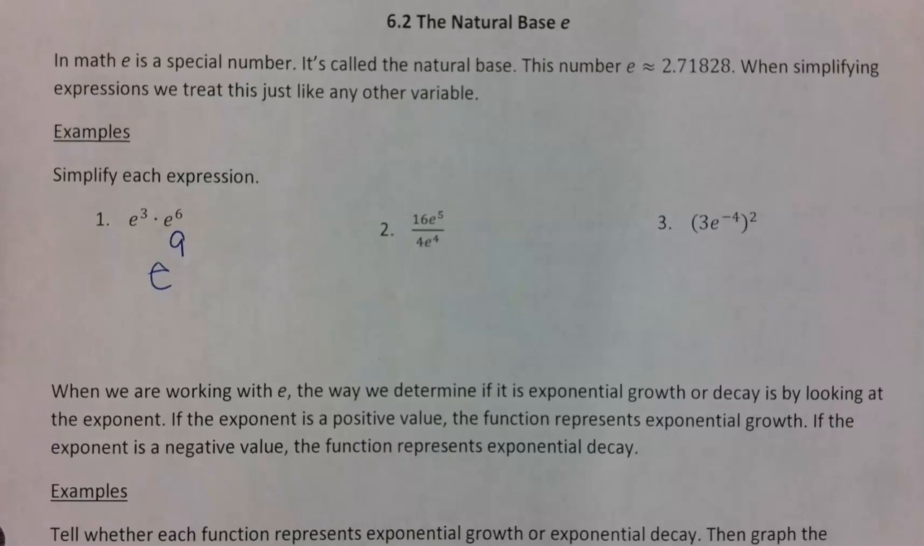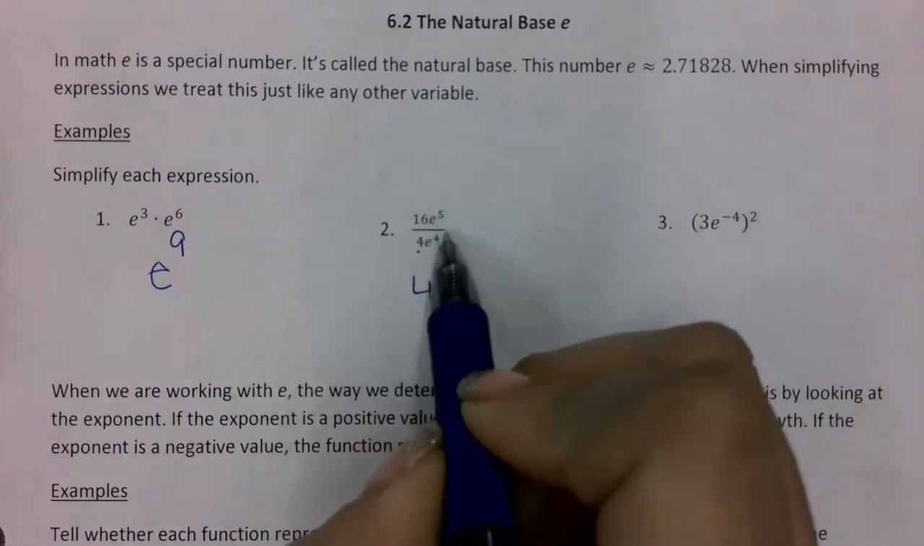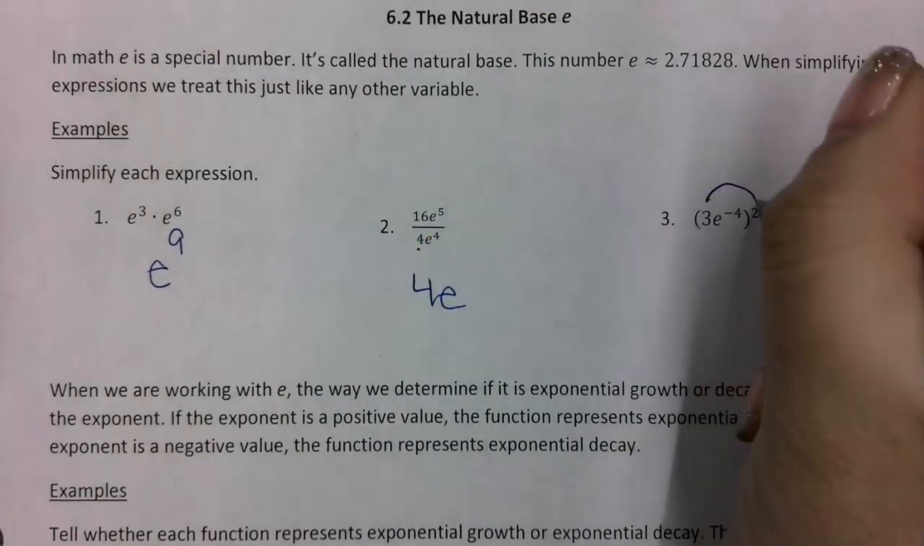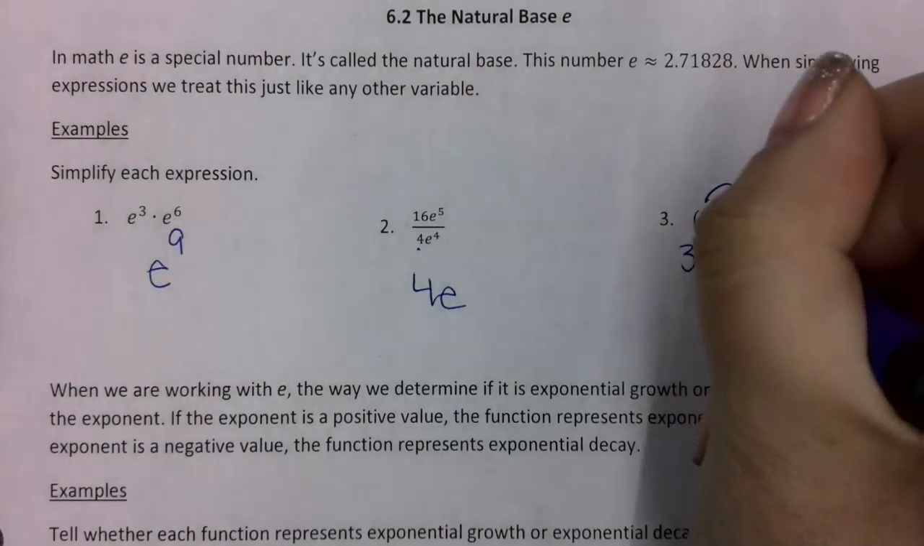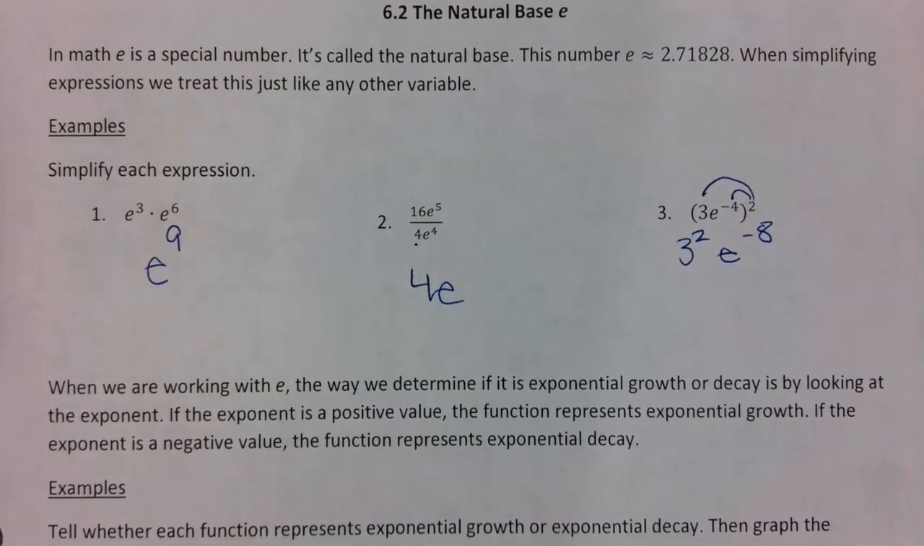What about number 2? 4e, because I divide 16 by 4, and I keep the e, and then I subtract the exponents when it's division. Remember the exponent goes to both the 3 and the e. So it would be 3 squared, e to the negative 8, and then I want to rewrite it.